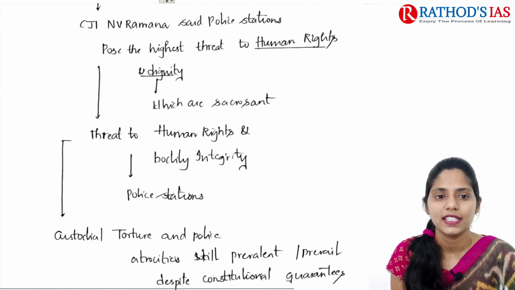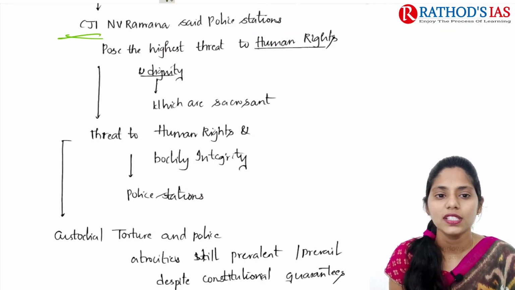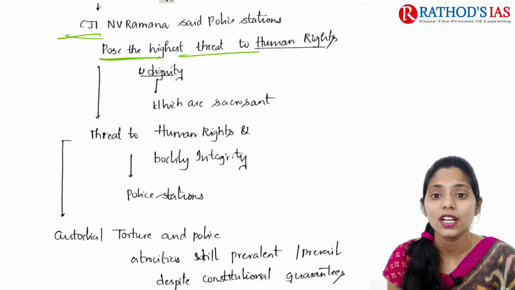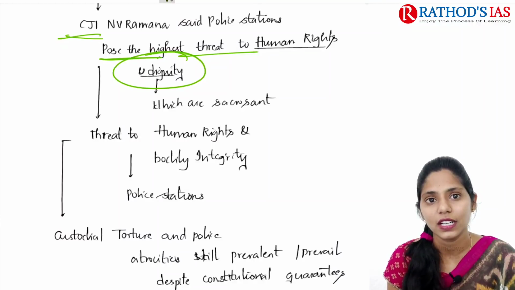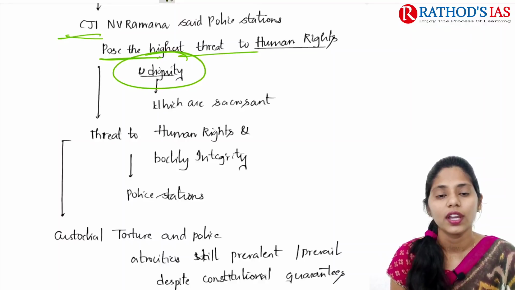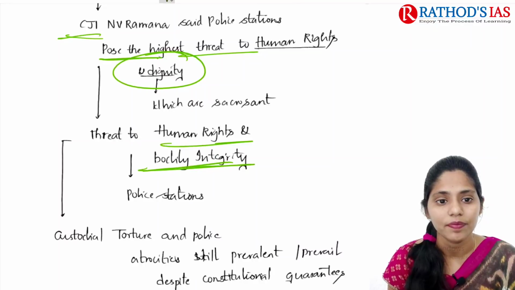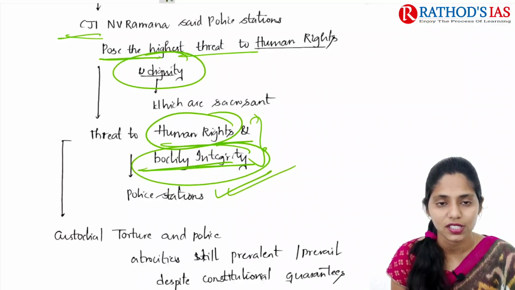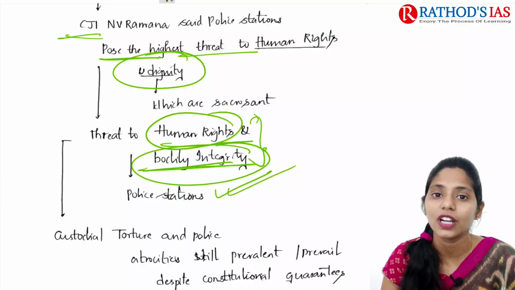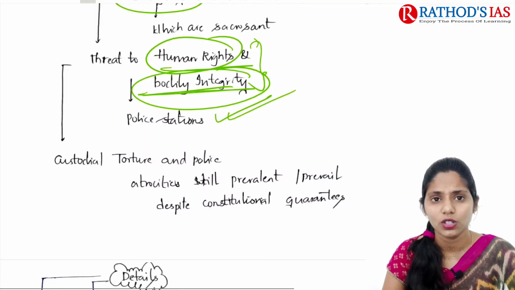If you see the context, it says that our CJI, Chief Justice of India, said police stations pose the highest threat to human rights and dignity. There is also a threat to human rights and bodily integrity from police stations, because in police stations they go for custodial torture. In custody they go for third degree treatment and so on. Because of this, that is leading to custodial torture.